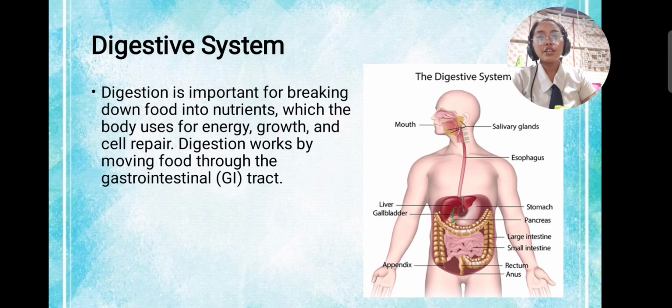First, the digestive system. Digestion is important for breaking down food into nutrients, which the body uses for energy, growth, and cell repair. Digestion works by moving food through the gastrointestinal tract. As you can see in the picture, the main organs that make up the digestive system are the mouth, esophagus, stomach, small intestine, large intestine, rectum, and anus.